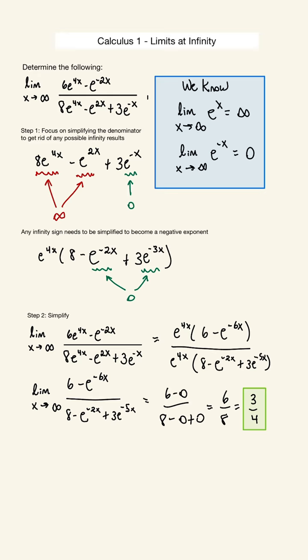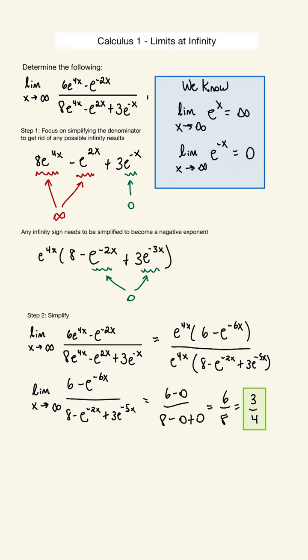The first step is we want to focus on the denominator of this example problem and try to get rid of as many infinity results as we can. You can see that we have some positive exponents in the first and second term, but we have a negative exponent in the third term. So what we want to do is simplify this denominator in order to have negative exponents throughout the terms, so that they can reduce to 0.